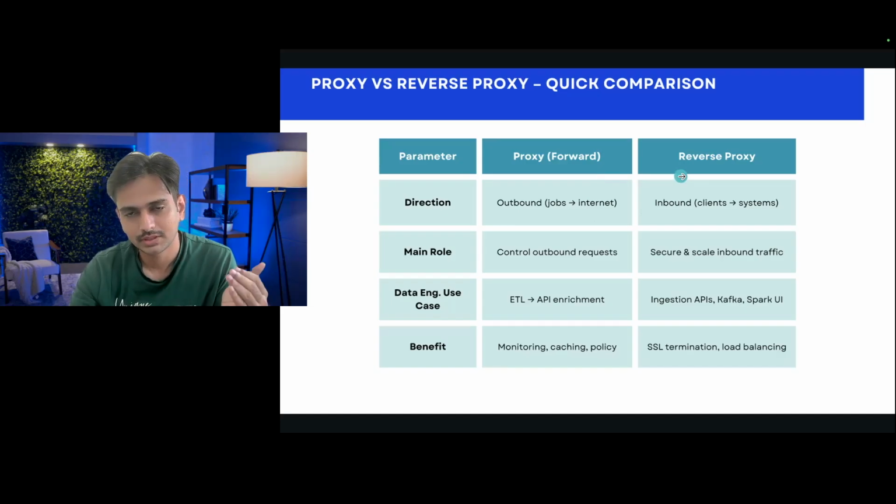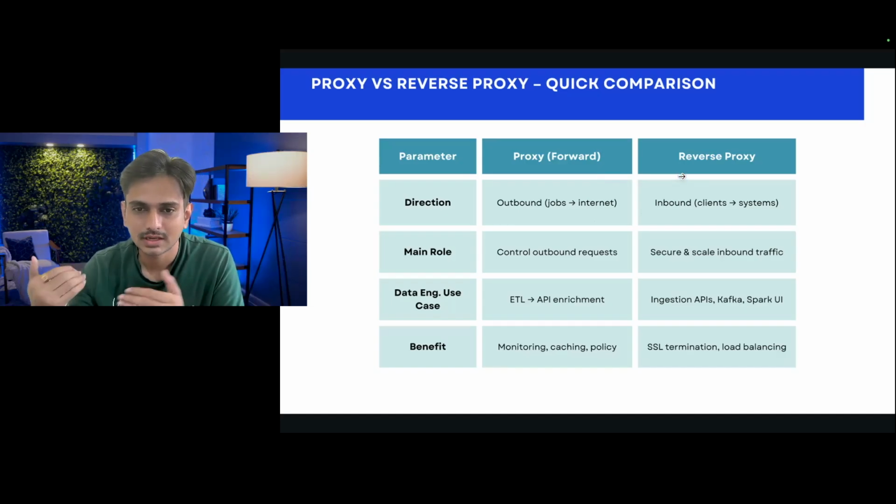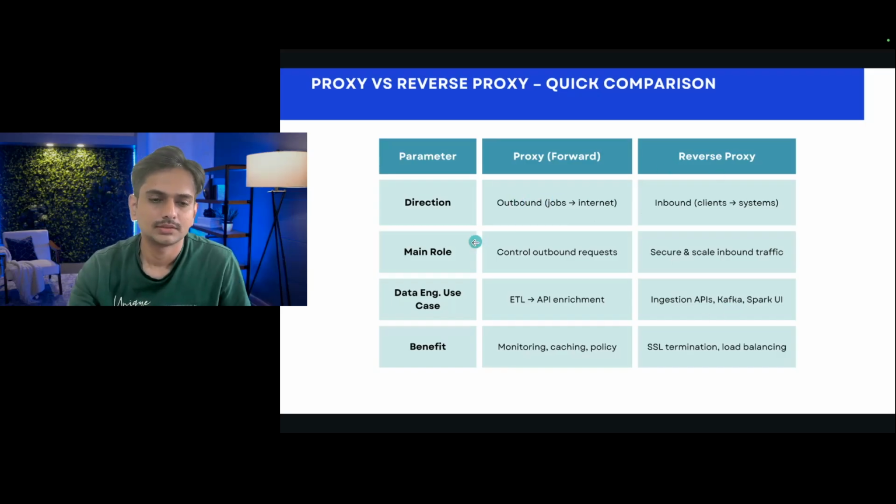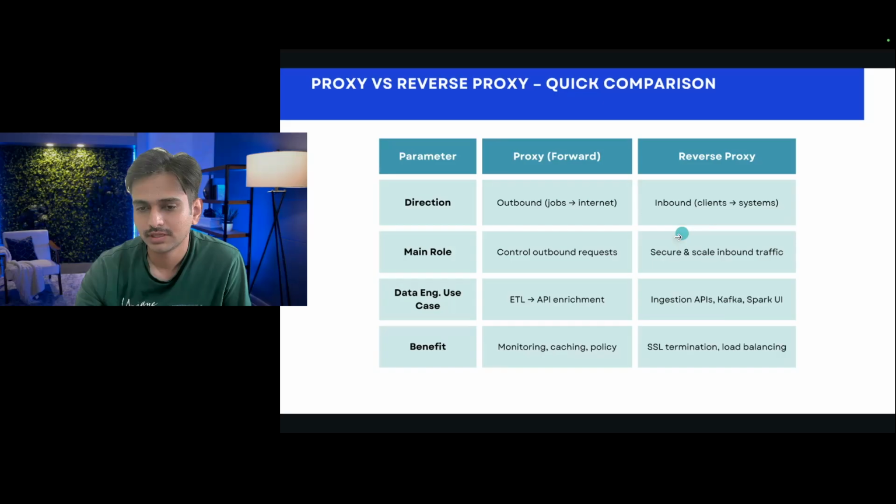Okay, the data is coming into my system through the reverse proxy. So the main role of the proxy, if you consider, is that it controls the outbound request, and the reverse proxy's main job is to secure and scale the inbound traffic, because here you're bringing the data in. When you talk about pushing the data, then you have to control that outbound request. So these are the key differences.